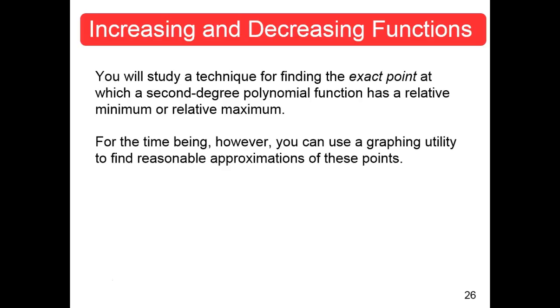Example 6.5 here, they don't have a solution on the slide, so let's just do it here. Use a graphing utility, if you have it, to approximate the relative minimum of this function. F of x is equal to 3x squared minus 4x minus 2. Okay?